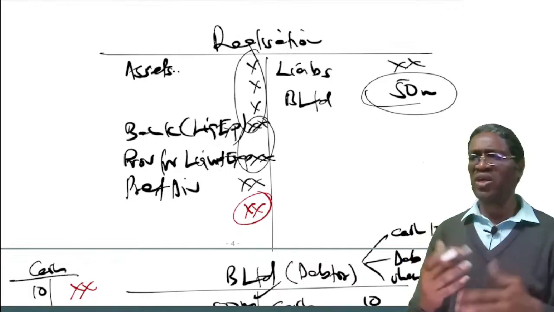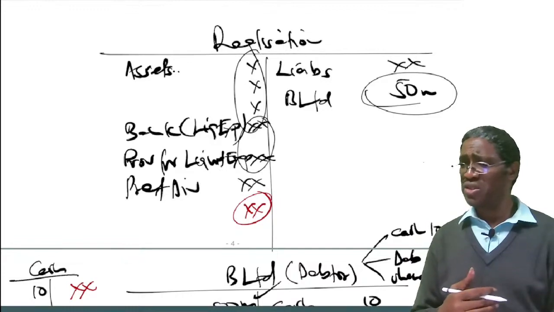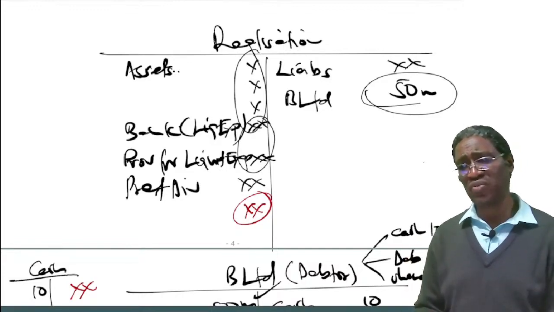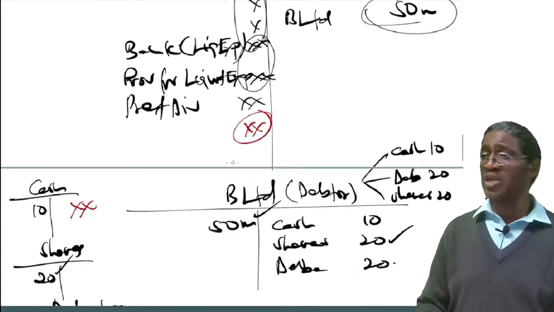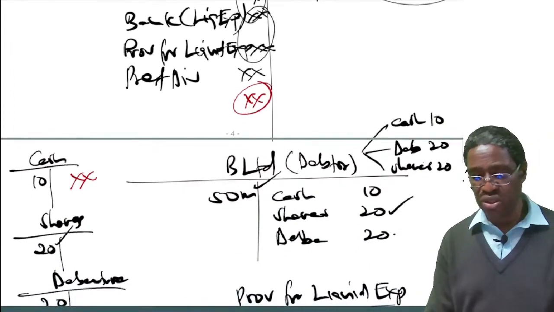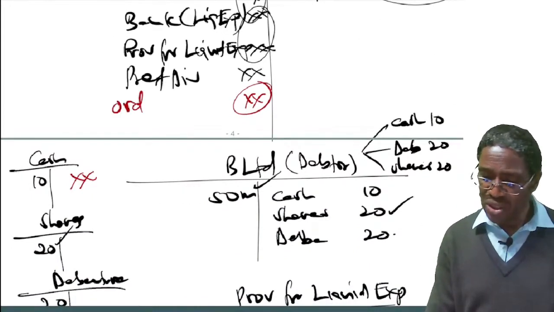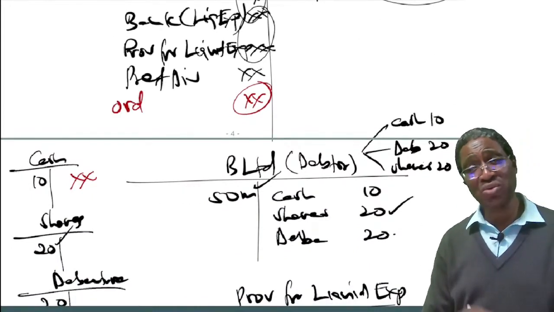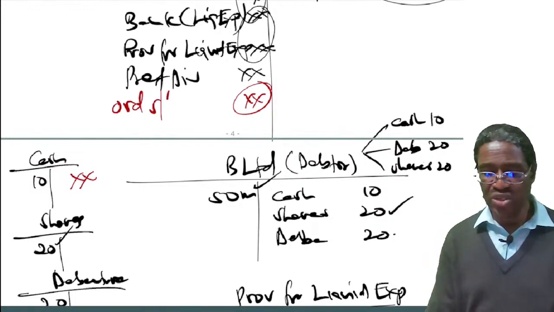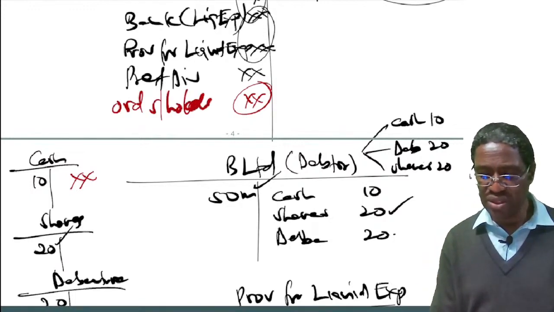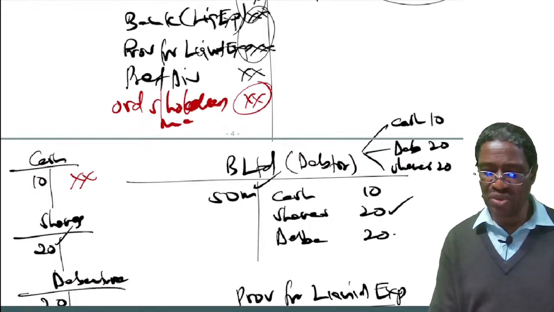Who takes over the gain of selling this business? Obvious, it's the owners of the company, and the owners of the company are the ordinary shareholders. So with the balance in that account, you will debit realization, you credit ordinary shareholders members.